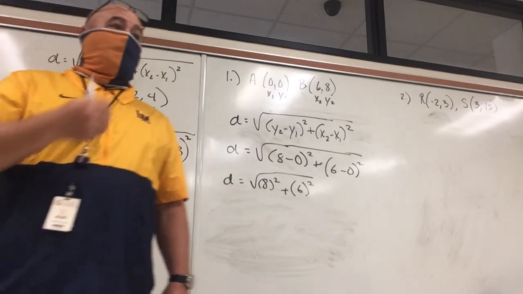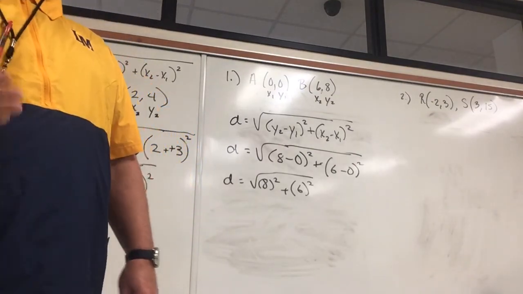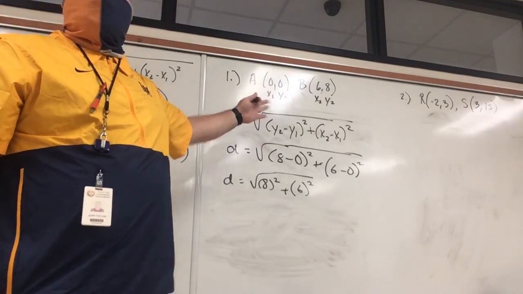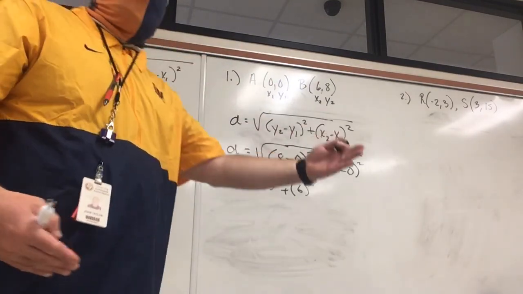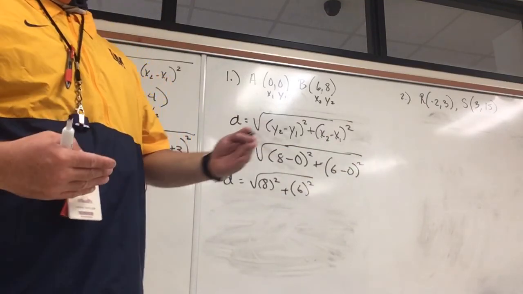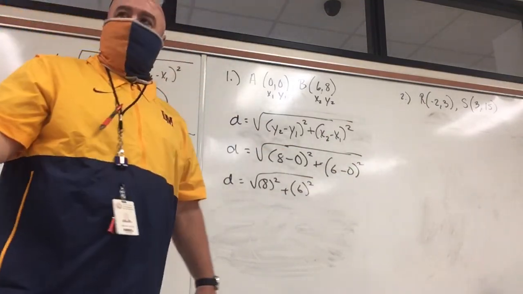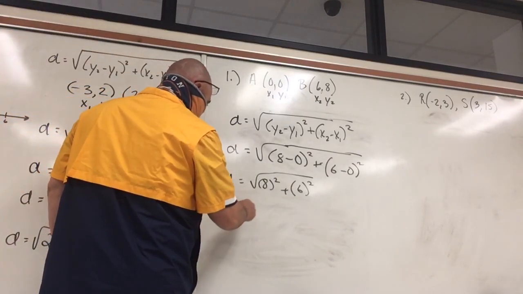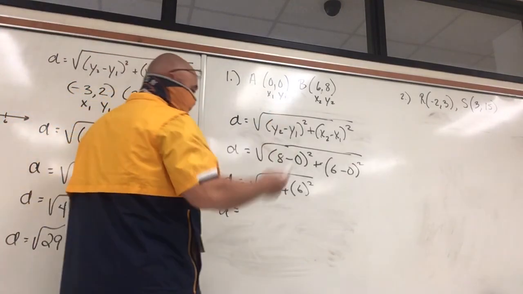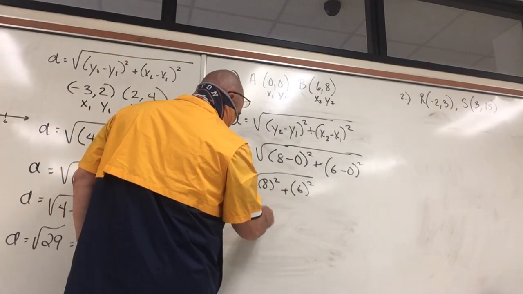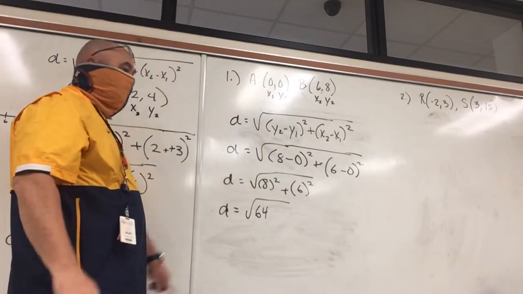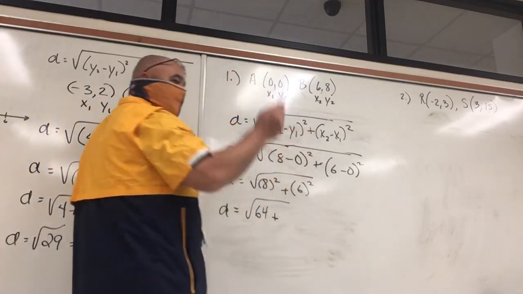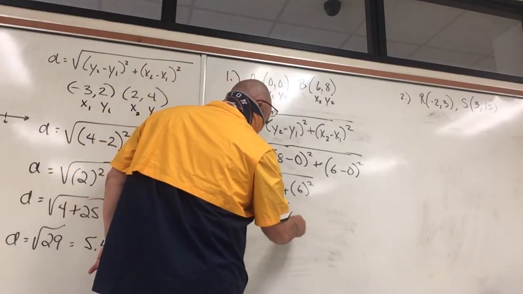You see how I'm not skipping steps? Even when I do this work by myself, back there, nobody around, I don't skip steps. Because when you skip steps, you miss problems. My advice to you as you're doing math, don't skip steps. You get confused and you don't know where you're at. And 8 times 8 is what? 64. 8 squared is 8 times 8. Plus, 6 times 6? 36.